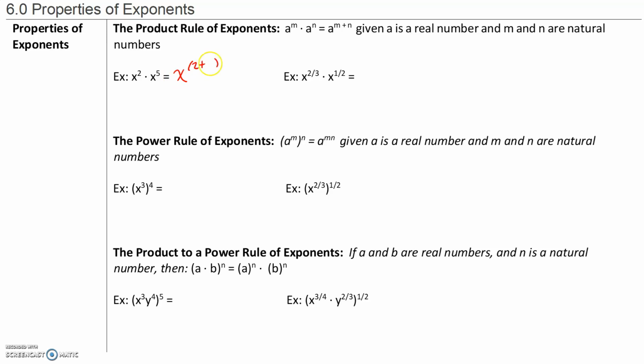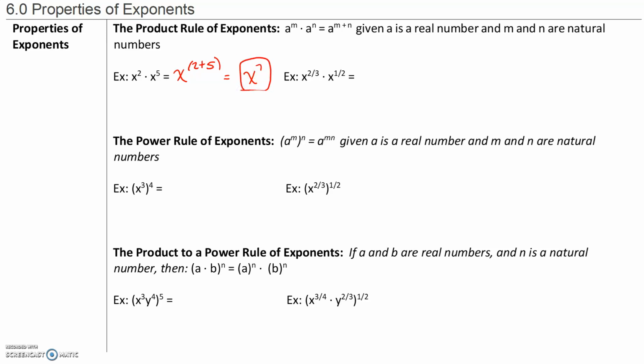And I know it's easy to do this in your head, but I do encourage you to write out your work because the more you write out your work, the more likely you are to remember these rules and properties. So this is going to give you x to the seventh. So that's how you do it.